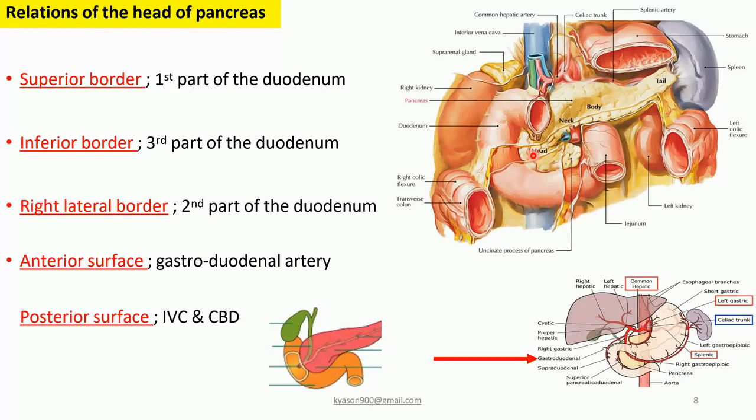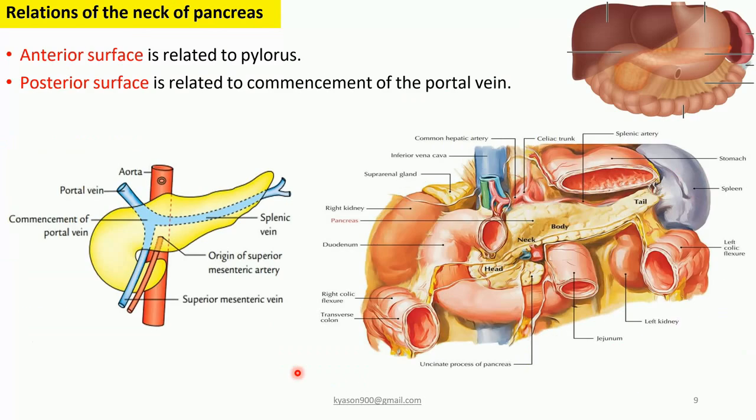Then posteriorly, of course, we have the common bile duct, as you can see there. That duct is formed after fusion of the cystic and the common hepatic. It's going to lie posteriorly to the head of the pancreas to come and join with the main pancreatic duct to form the hepatopancreatic ampulla, which will pierce this second part of the duodenum. Those are very, very important relations, as we are going to later appreciate when you look at the clinical correlates of the pancreas.